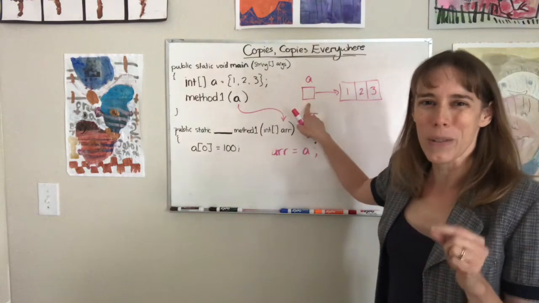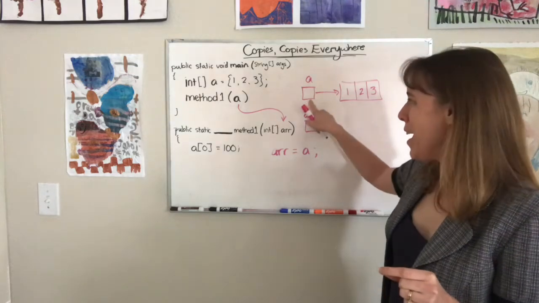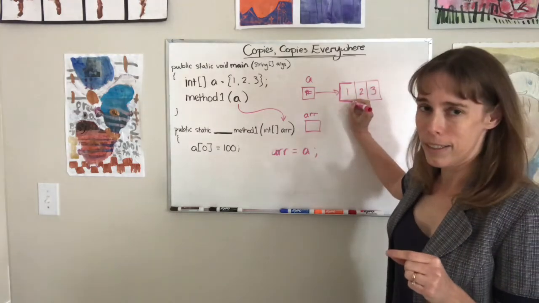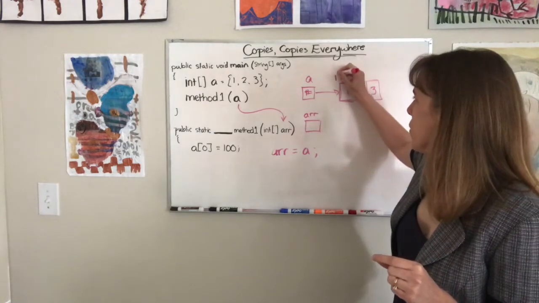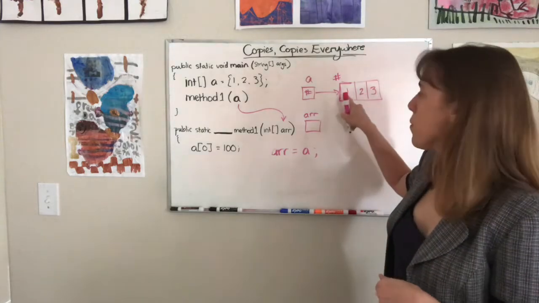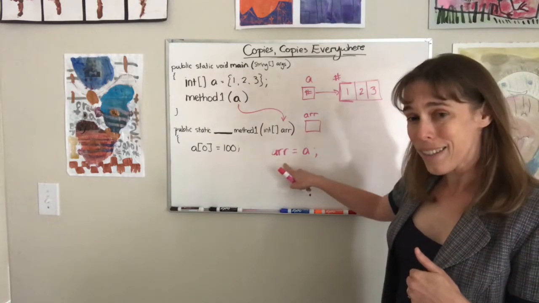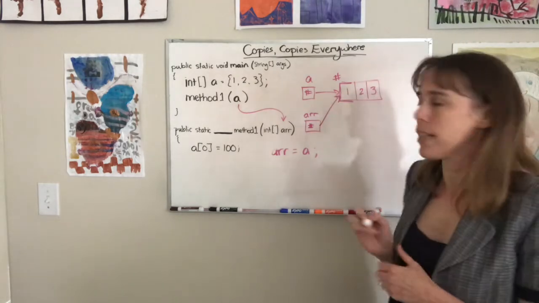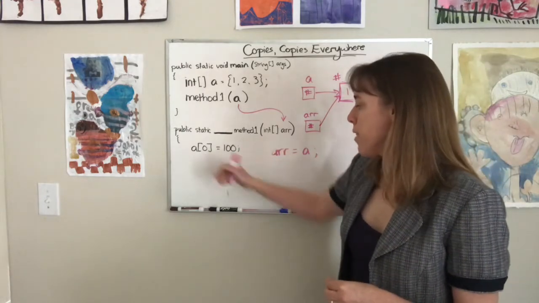But what is really being stored in A is not an array. What's really being stored in A is the memory address of the very first element in array A. It's pretty easy to get to the next one. You just add 1 to it. If you know where the first one is, you can find the rest of them. So when you do this, what's stored in R becomes the memory address, so that these are both pointed at the same place. Then you move down into method 1 and you change something.